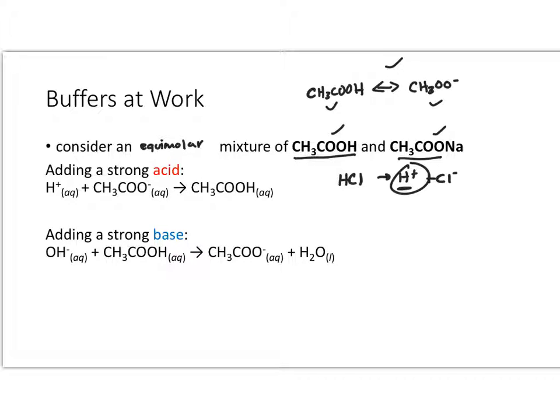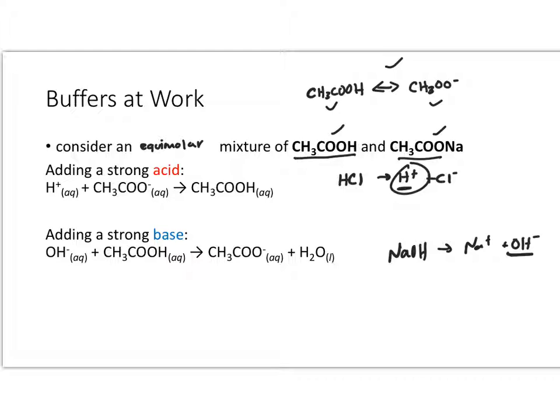In that same thought process, if I were to add, say, sodium hydroxide, which we know is a strong base, I'm adding hydroxide ion. So I have to think which species in my buffered solution is going to react with the hydroxide ion. And the answer to that, of course, is the acid. If I add the strong base, the acid is going to come along and interact, and what we're going to produce is more acetate ion and water.